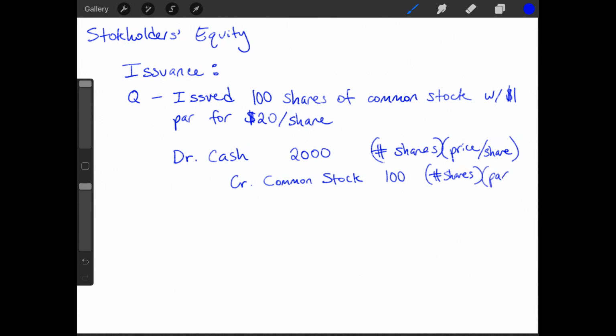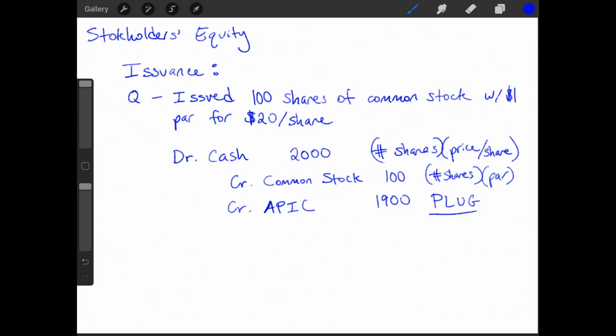And then the very last step that I like to do is kind of plug to APIC. So to make my debits and credits equal, I know that I need an additional credit here, and so I'm going to credit the difference to this APIC account, which is short for additional paid-in capital.